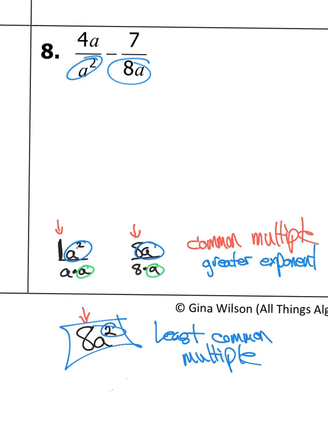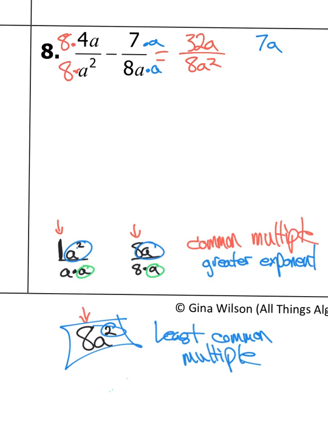So how would I make my first denominator 8a squared? I would multiply it by 8, which means I have to multiply the top by 8. And then what would I do to the second denominator? I would multiply by a. I would get 7a on top.